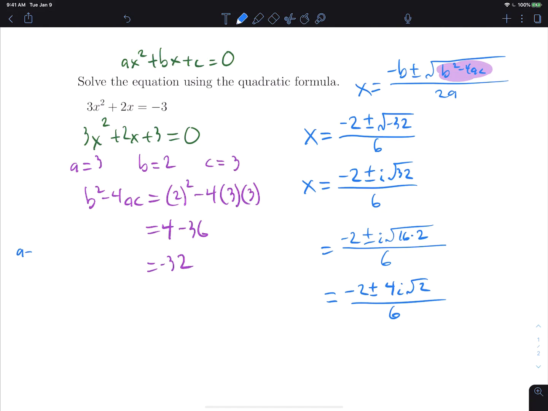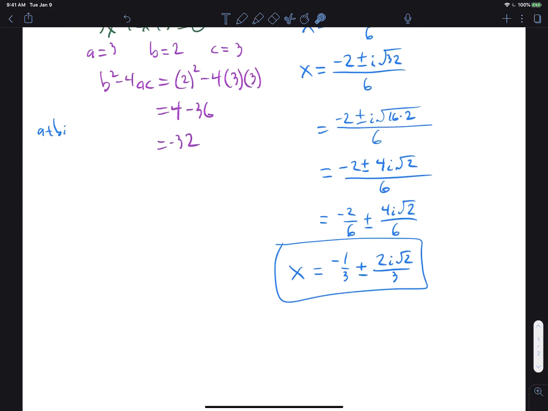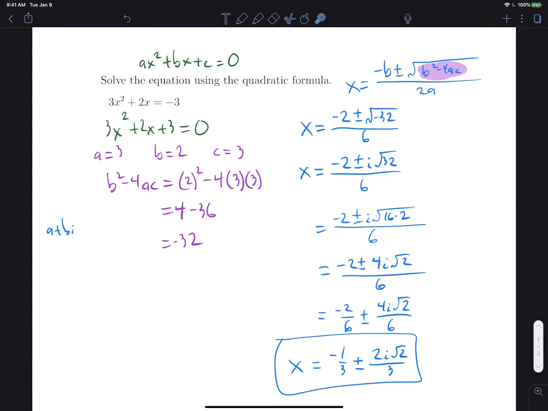And again, because this is a complex number, we need to make sure that it's in the form a plus bi, which means it must be broken up into 2 separate fractions of -2 over 6 plus or minus 4i root 2 all over 6. And then simplify. 2 divided by 6 is 1/3. 4 divided by 6 is 2/3. So this is going to give me -1/3 plus or minus 2i root 2 all over 3. There we go. And this is the solution to this particular equation.